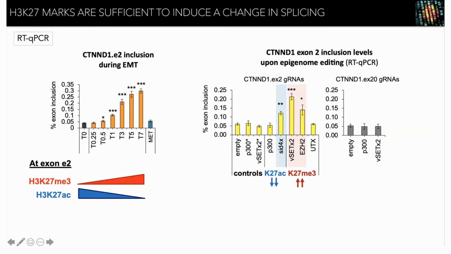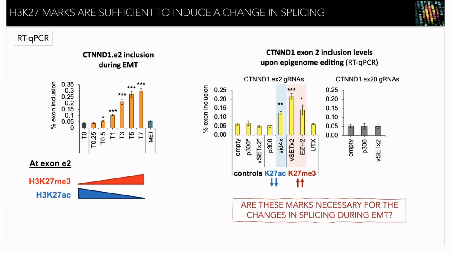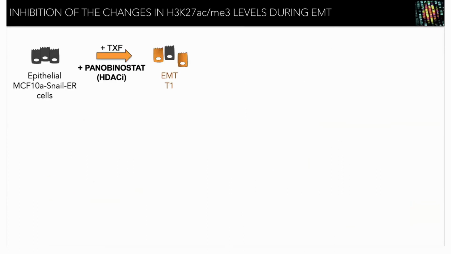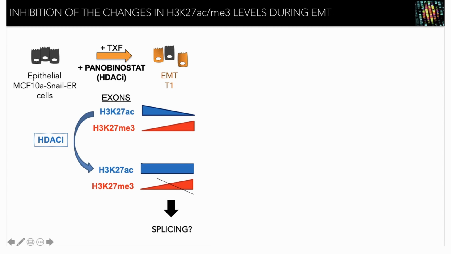And P300 and UTX, P300 will increase acetylation and UTX will decrease K27, had no impact because that would be an epithelial conformation, suggesting or proving that those histone modifications are sufficient, can induce a change in splicing all by themselves, because the only thing we're doing is changing a histone mark in a specific exon. This raises the question of whether those marks not only are sufficient, but also necessary for those changes in splicing during EMT. For addressing this question, now we had to turn to drugs, unfortunately, because we need something highly dynamic. The whole idea here is that as soon as we induce EMT, we use a drug, an HDAC inhibitor, that will prevent this decrease in acetylation, will maintain this increase in acetylation, and therefore will not allow this high increase in trimethyl K27.